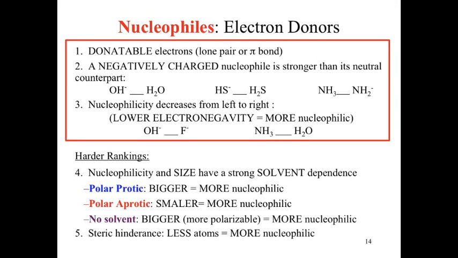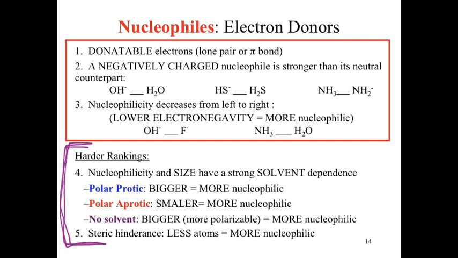So where we ended lecture on Thursday was looking at nucleophiles, and one of the things that we talked about that's a little bit difficult to play around with is looking at these last two sections of nucleophile strength. Okay, so there is a solvent dependence, which we're about to look at in more detail, and then we also have steric hindrance, which we're going to look at in a little bit more detail as well.